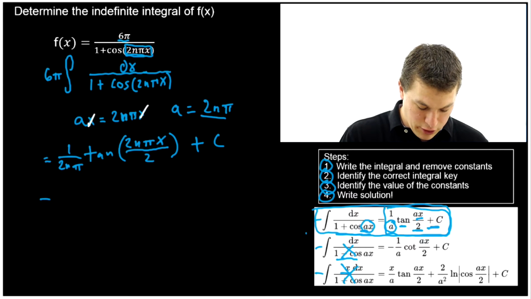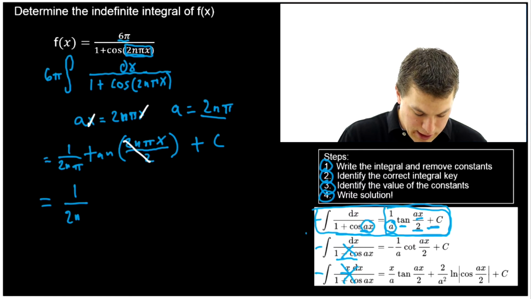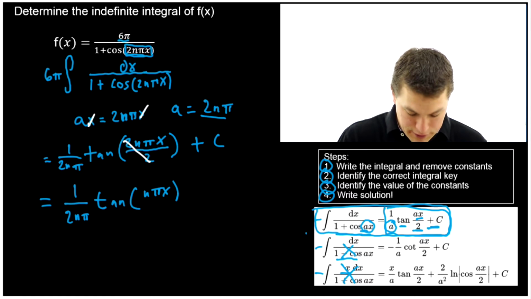Okay, we can simplify that a little bit. Our 2's cancel out in the argument of our tangent, and that can give us 1 over 2 n pi tangent n pi x plus c.